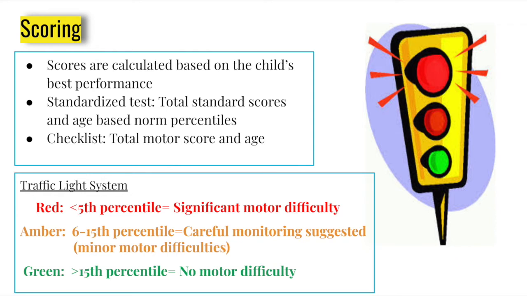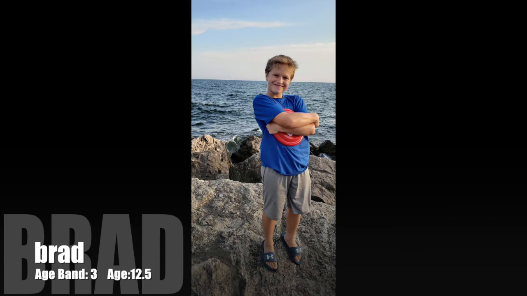It is important to note that if more than 3 items are marked not observed, a total score cannot be obtained. Similarly to the standardized test, the total motor score is then placed into the red zone, amber zone, or green zone, but is based on the child's age. Now that we understand scoring, let's see the MABC in action. We will see it being administered to a 12-and-a-half-year-old, typically developing male named Bradley.